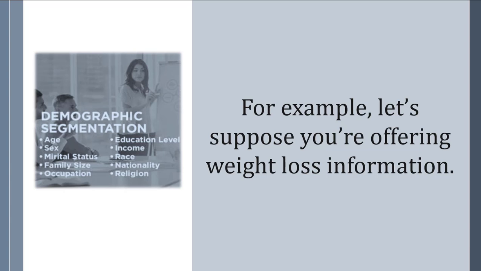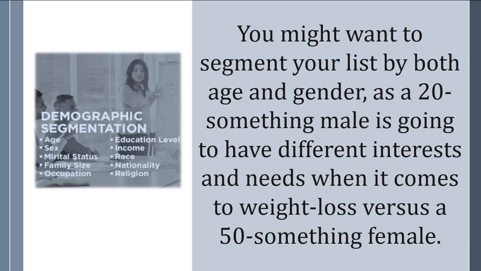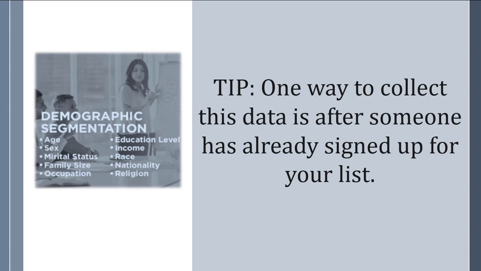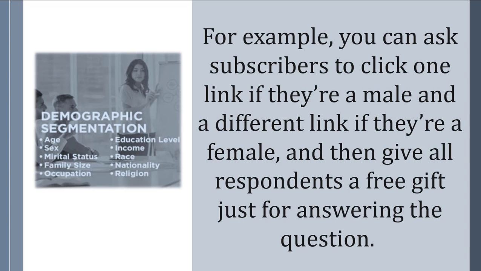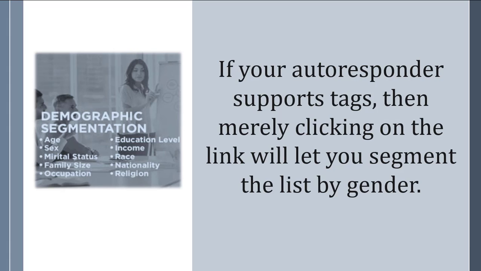For example, let's suppose you're offering weight loss information. You might want to segment your list by both age and gender, as a 20-something male is going to have different interests and needs when it comes to weight loss versus a 50-something female. One way to collect this data is after someone has already signed up for your list. For example, you can ask subscribers to click one link if they're male and a different link if they're female, and then give all respondents a free gift just for answering the question. If your autoresponder supports tags, then merely clicking on the link will let you segment the list by gender.